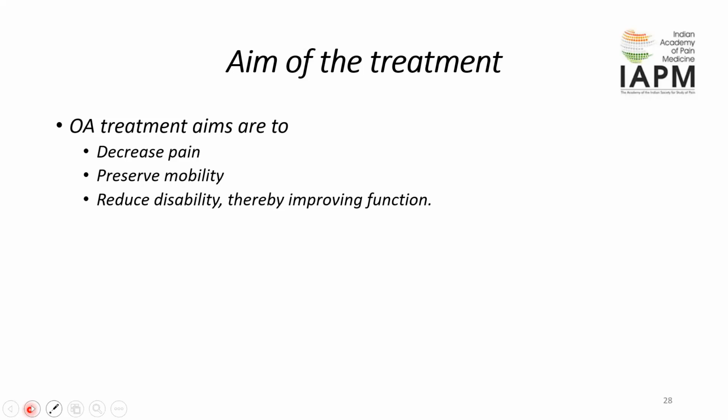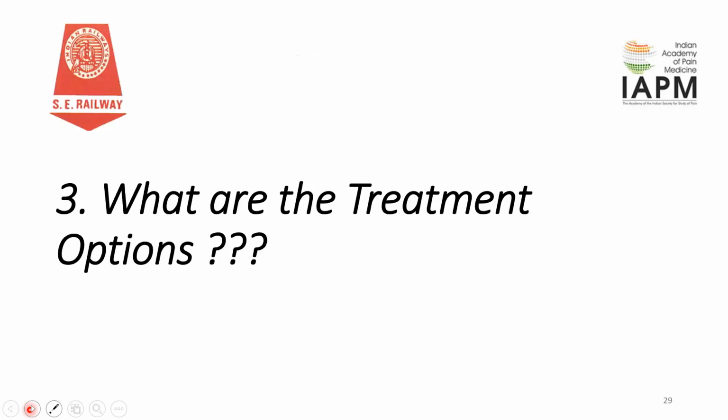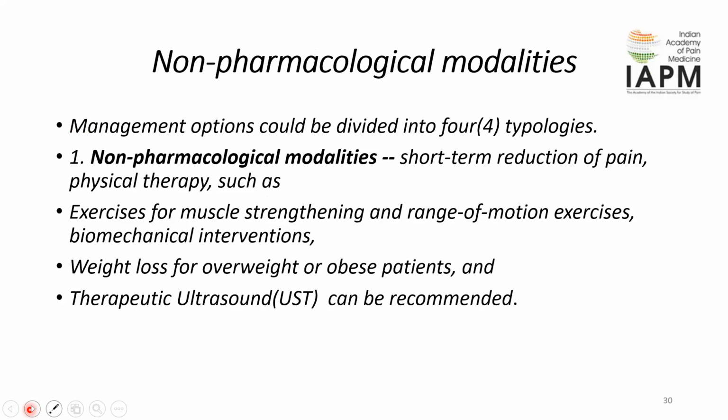The aim of treatment is to decrease the pain, improve or preserve mobility, and reduce disability to improve the function of that particular joint so that the patient does not become bedridden. What treatment options do we have in our hands till date? First is the non-pharmacological modality: short-term reduction of pain, physical activity, exercise, exercise and exercise.